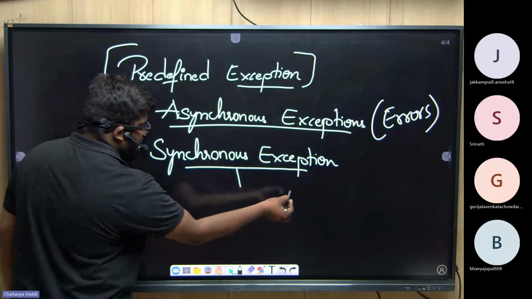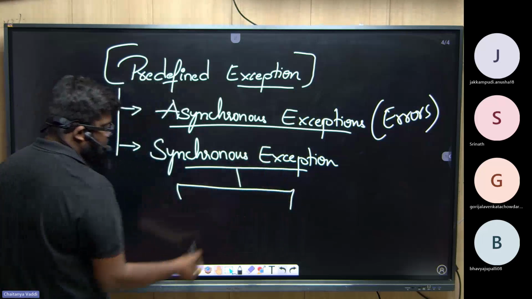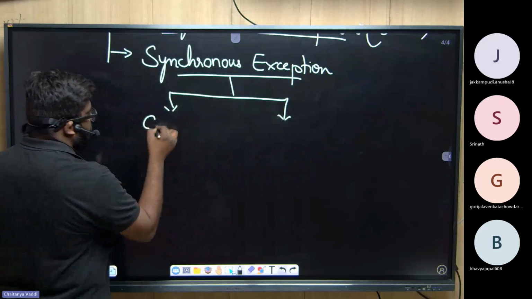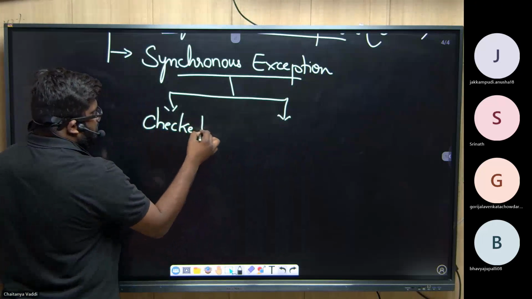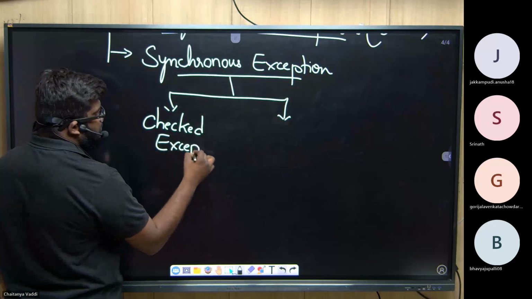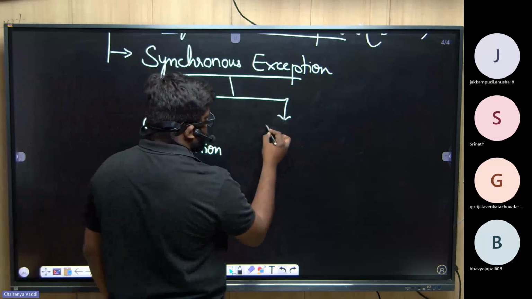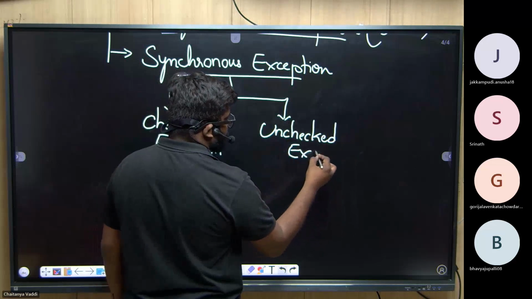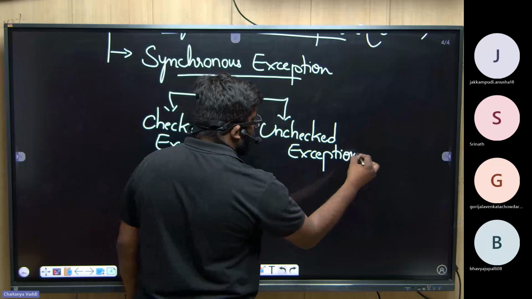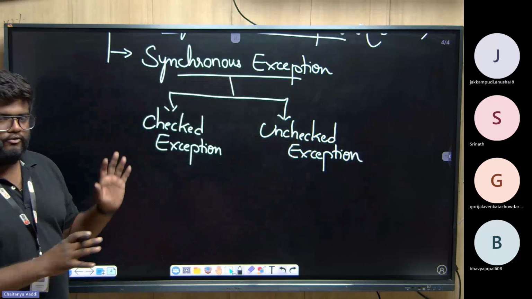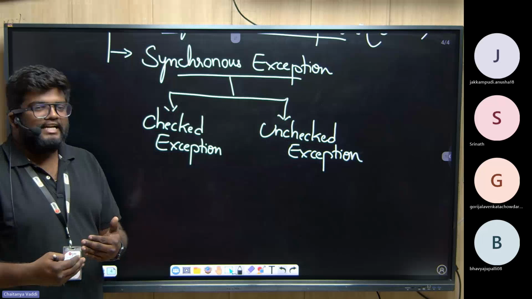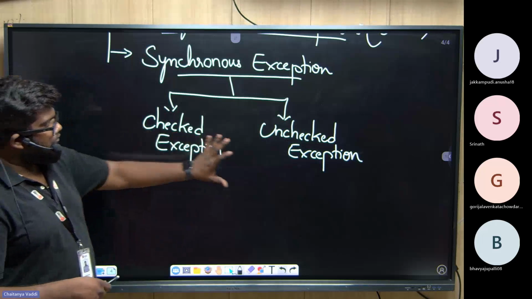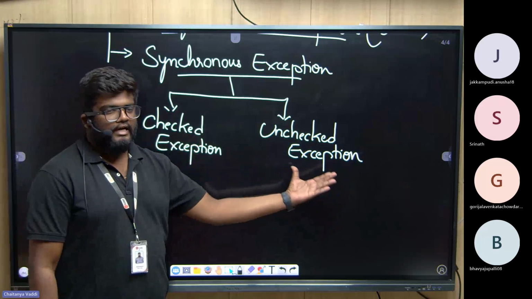Again, synchronous exceptions are classified into two types. The first type of synchronous exceptions are checked exceptions. The other type of exceptions are unchecked exceptions. Again, this might feel overwhelming already, but I want you to focus more here. We will understand all these things and connect all the dots later on. As of now, we will talk about what exactly a checked exception is and what exactly an unchecked exception is.